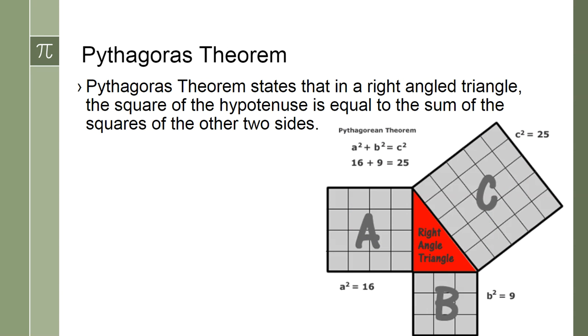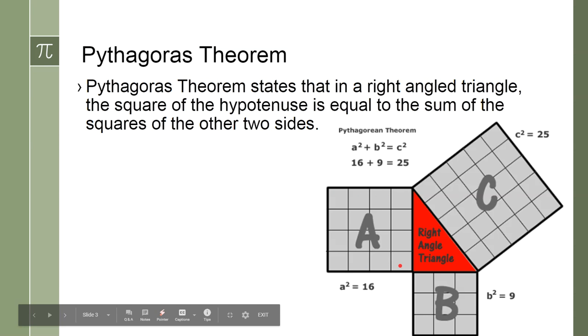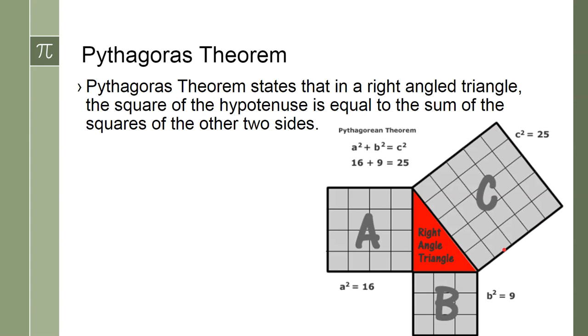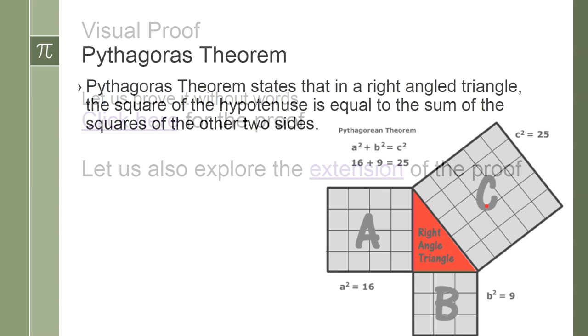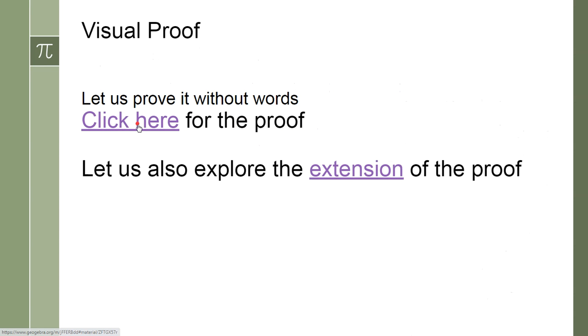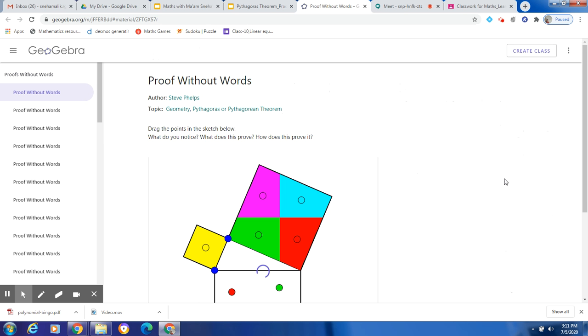Now, geometrically, A square can be represented as the area of the square on side A. B square can be represented as the area of the square inscribed on side B, and C square is the area of the square described on side C. Right. Now let us see a visual proof of this.